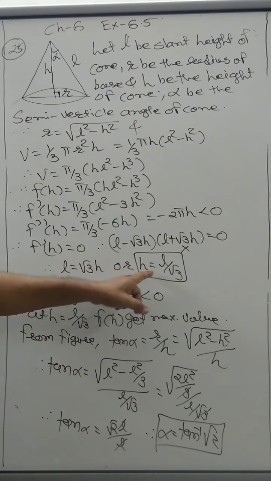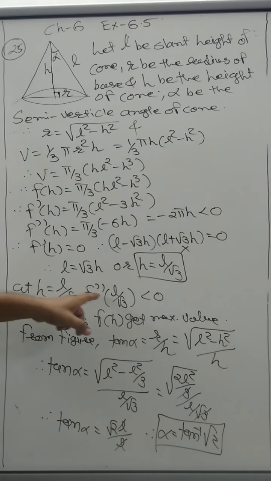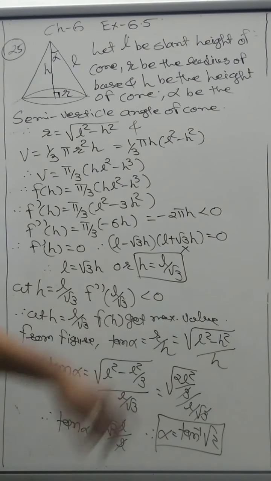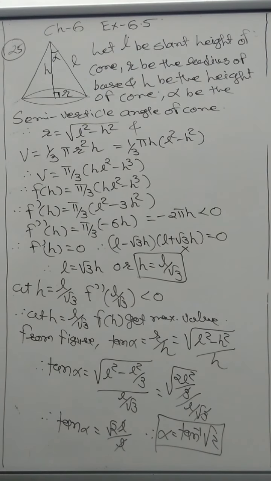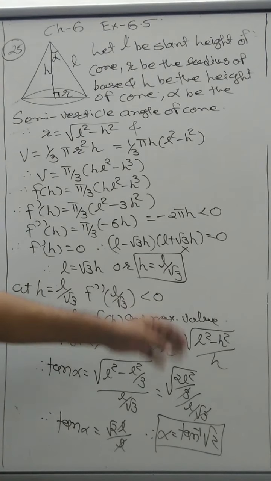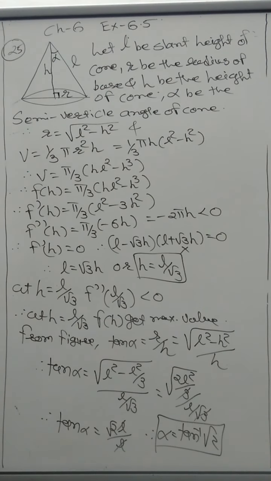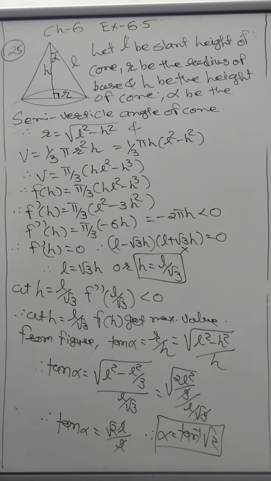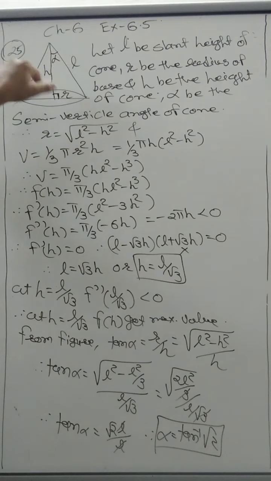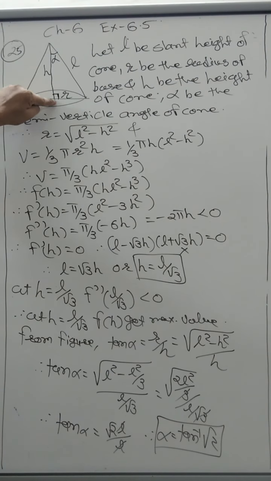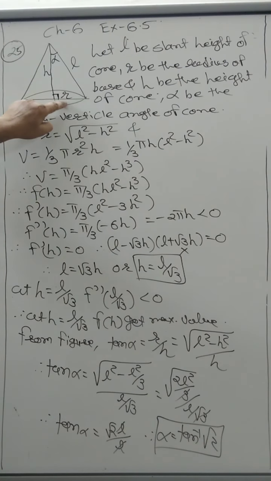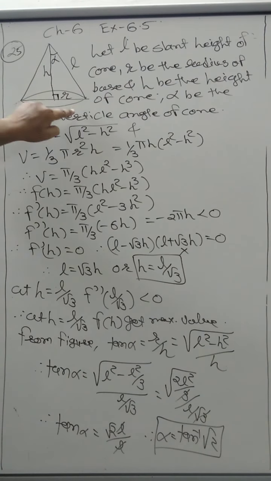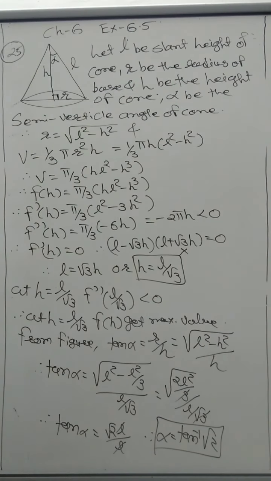So at h equal to L by root 3, f double dash of L by root 3 is less than 0, and we can say that at this point f(h) gets maximum value, and it means what? The volume is maximum at h equal to L by root 3. Now from this figure, this is the right angle. So here tan alpha is equal to opposite upon adjacent. Opposite upon adjacent is r upon h.